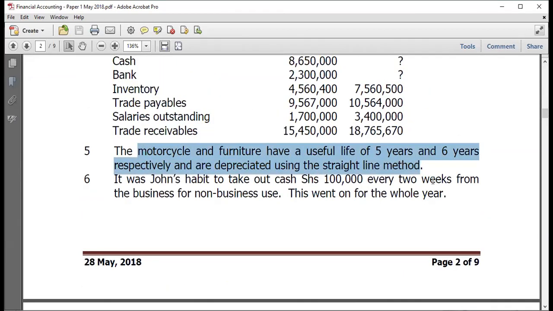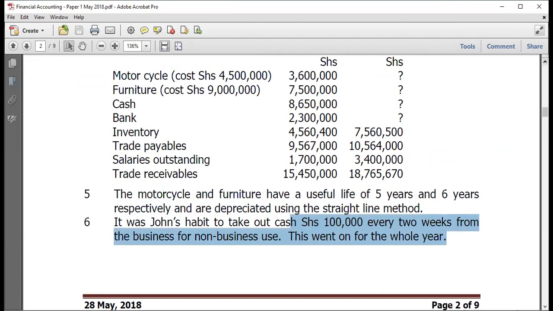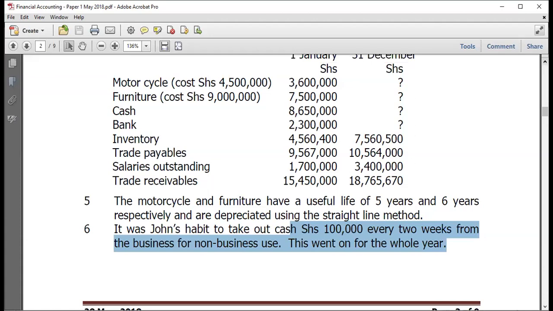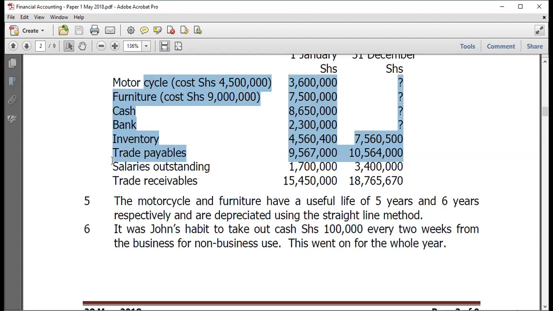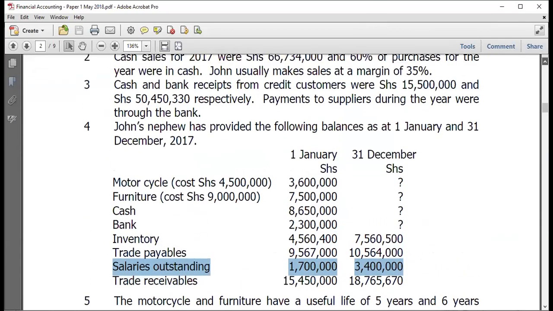Motorcycle, this one I've depreciated. These are drawings, they are not part of what I should record. Now, when you go up, okay, these are balances basically. But right here, what will affect my P&L is these salaries outstanding balances. So I'm going to draw up a salaries account, okay?